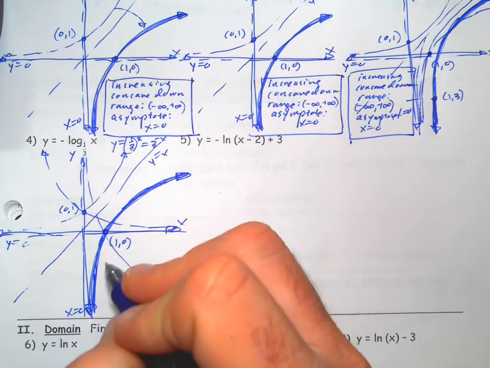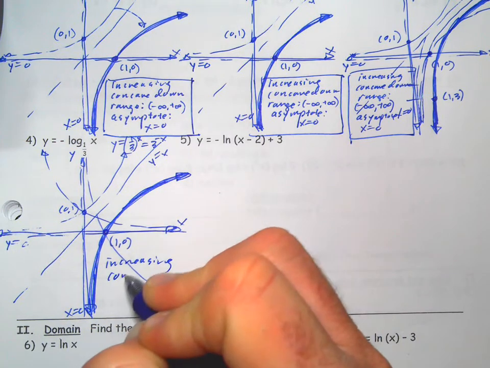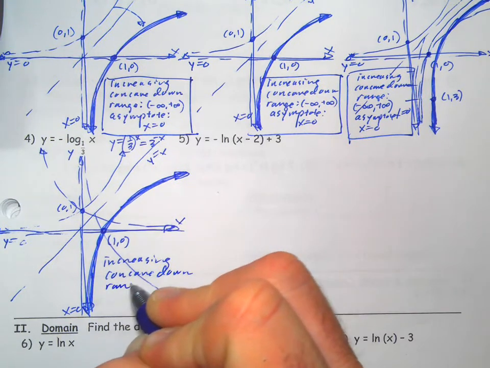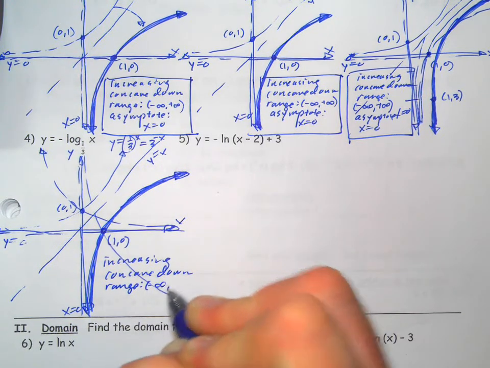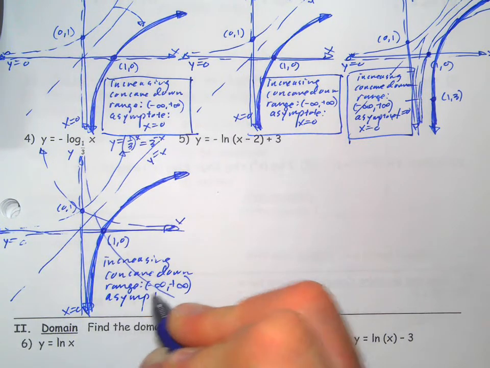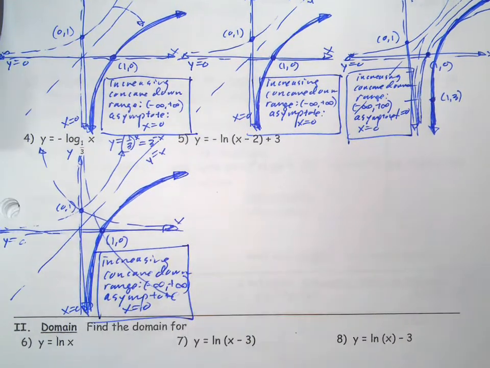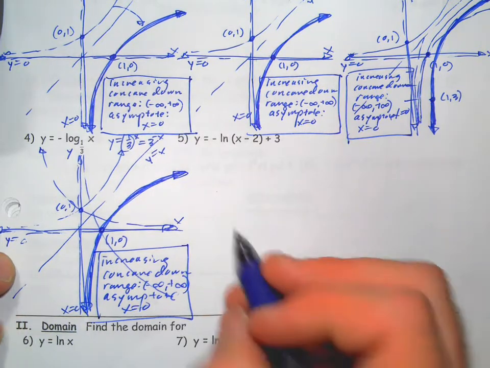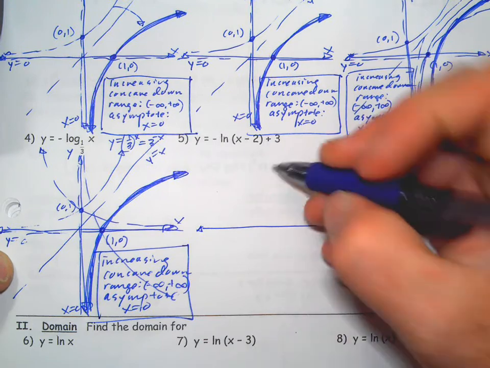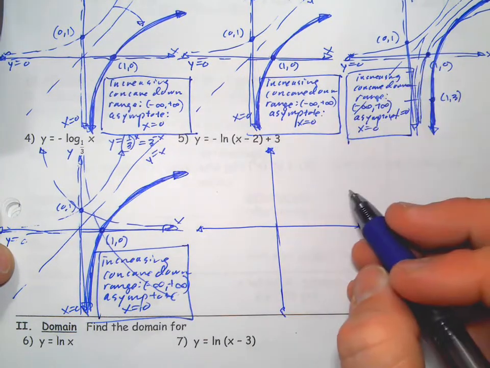And so it is increasing, concave down, range, negative infinity, positive infinity, asymptote is x equals 0. There you go. So I'm just very systematic about this. By the way, if you become better and better at this, it's going to help you on the rest of this chapter as we explore other shapes.